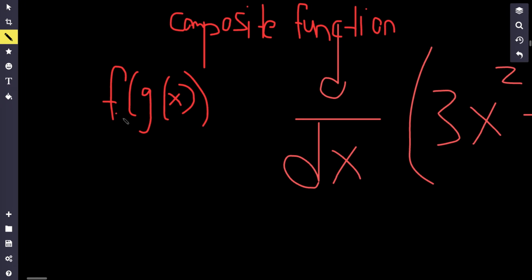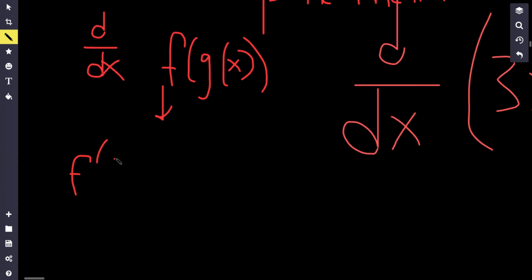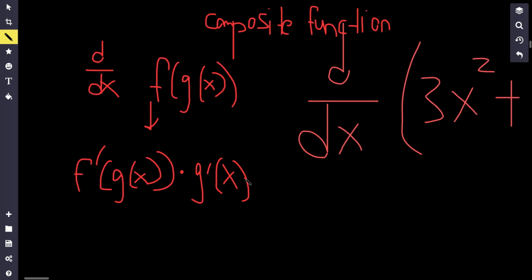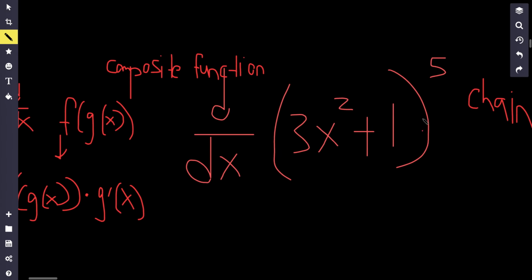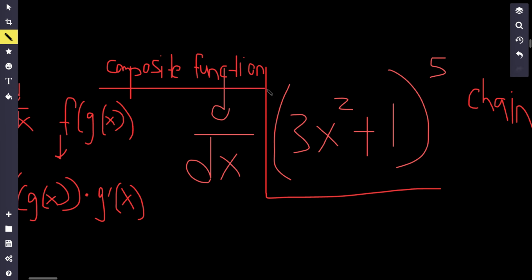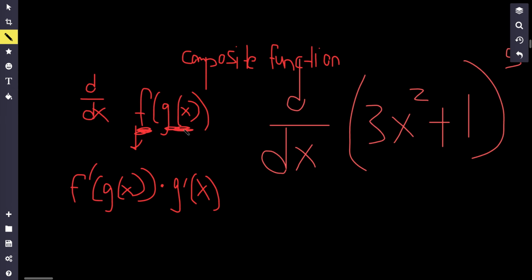Now, when you're trying to take the derivative of a composite function, it's just going to be equal to f prime of g of x times g prime of x. It looks very confusing at first, but we'll do some examples. In this case, if this function right over here is a composite function, what can we put as f of x and what can we put as g of x?